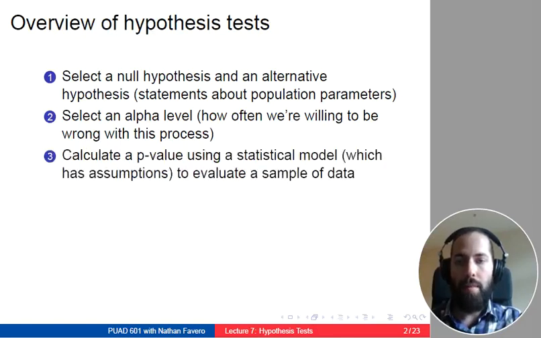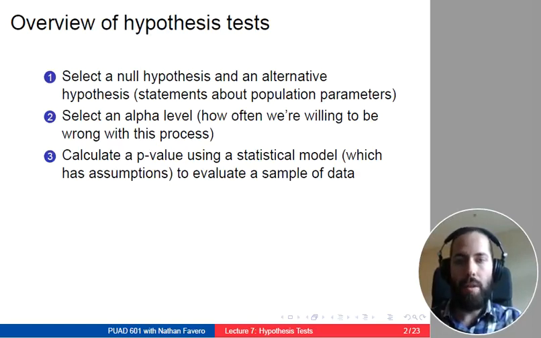The third step in a hypothesis test is that we're going to calculate what's called a p-value using a statistical model, which is going to require assumptions in order to evaluate our sample. This is in many ways the most complicated part of the hypothesis test. But Stata, or whatever statistical software you use, is generally going to do these calculations in the background for you. So you're not going to have to make them yourself.